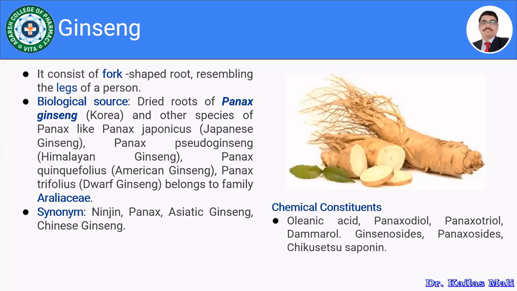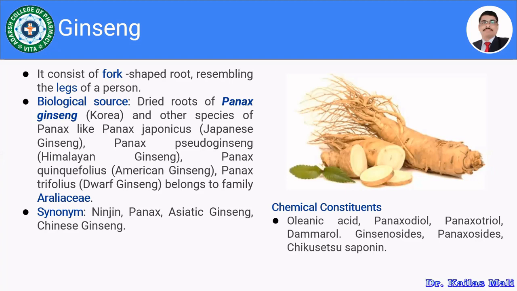Ginseng consists of a fork-shaped root resembling the legs of a person. Look at the image so that we will understand the things. The biological source is a dried root obtained from Panax ginseng, also known as Korean ginseng, belonging to family Araliaceae. The synonyms for ginseng are Ninjin, Panax, Asiatic ginseng, and Chinese ginseng.